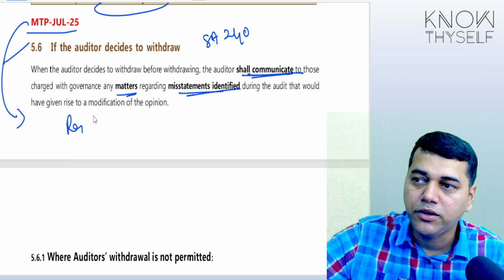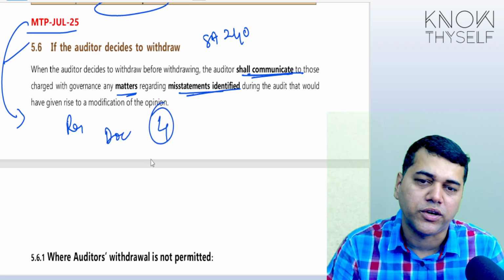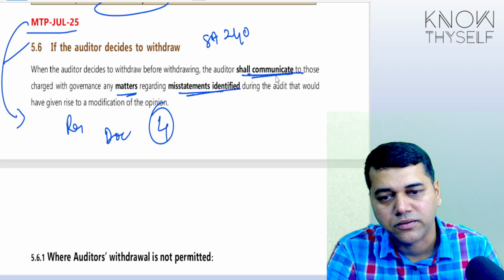You see whether you can resign from the engagement, whether the law permits. And the last thing is the documentation. There were 4 points. You can write the same thing here also. This is one of the 4 points here.